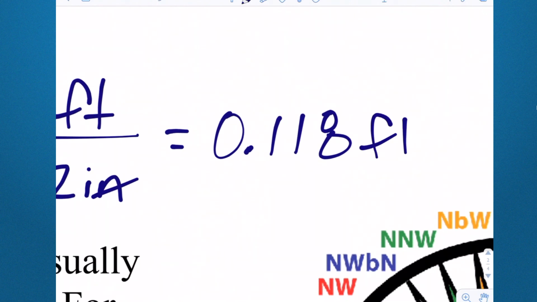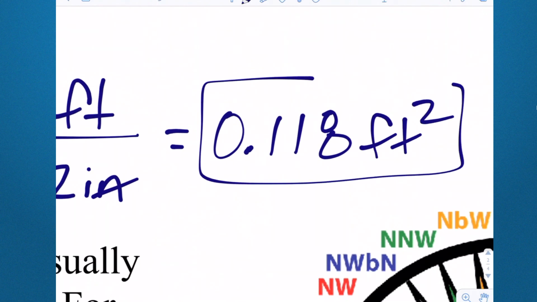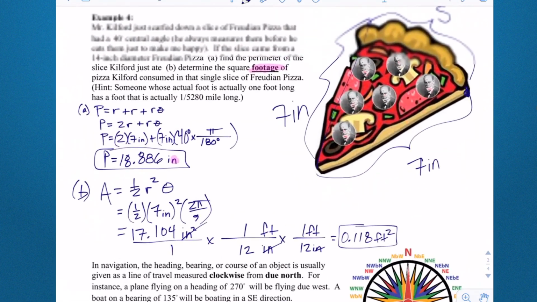0.118 square feet. And that's a lot of Freudian pizza. 118,000 square feet of pizza. It's hard to eat more than one slice, so there's always leftovers.